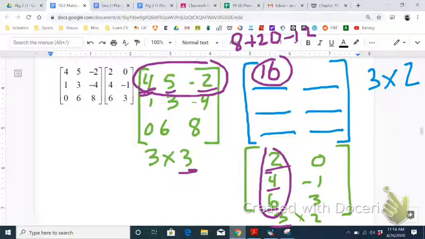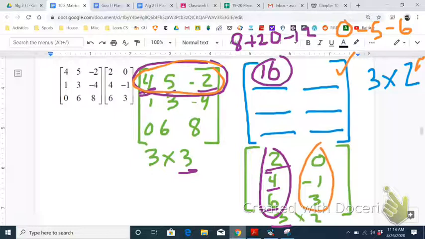Okay, then we're going to do the same thing. So now we're going to take the first row and multiply it by the second column. And that gives us the entry in the first row, second column, right there. So zeros are nice because anything times 0 is 0. So we get 4 times 0 is 0, 5 times negative 1 is negative 5, and then negative 2 times 3 is negative 6. Add those up and you get negative 11.